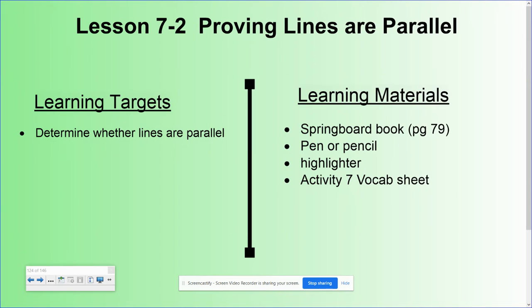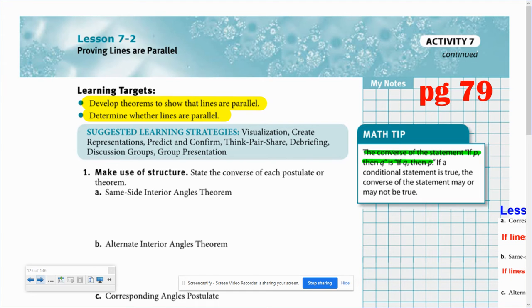Today we're going to be covering lesson 7-2, which is proving lines are parallel. So what you're going to need today is your Springboard book, open to page 79, something to write with, and your vocab sheet handy.